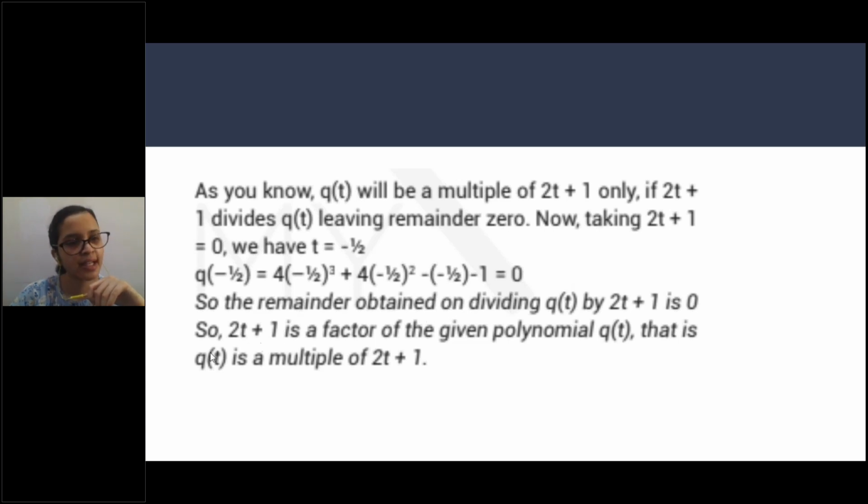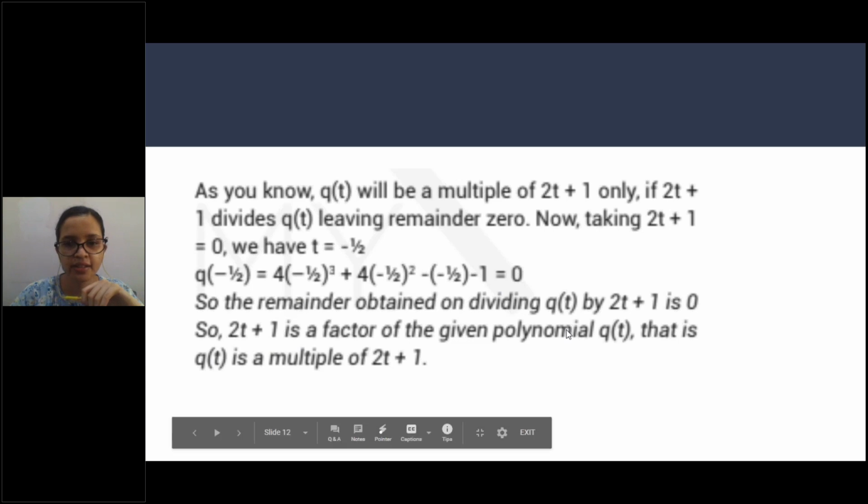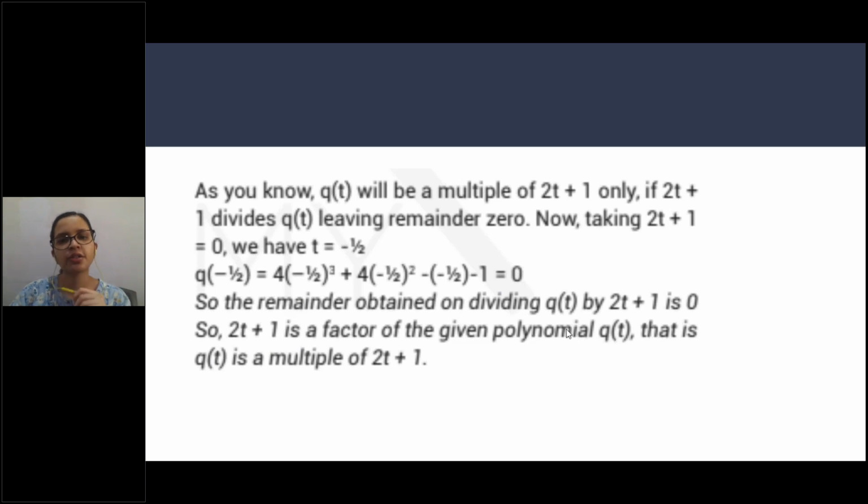So we can say that 2t plus 1 is a factor of the given polynomial q of t, or q of t is a multiple of 2t plus 1. I hope you are clear on the difference between factor and multiple. The higher power will always be a multiple, and the lower power will always be a factor. Simple words and a simple way of remembering it.